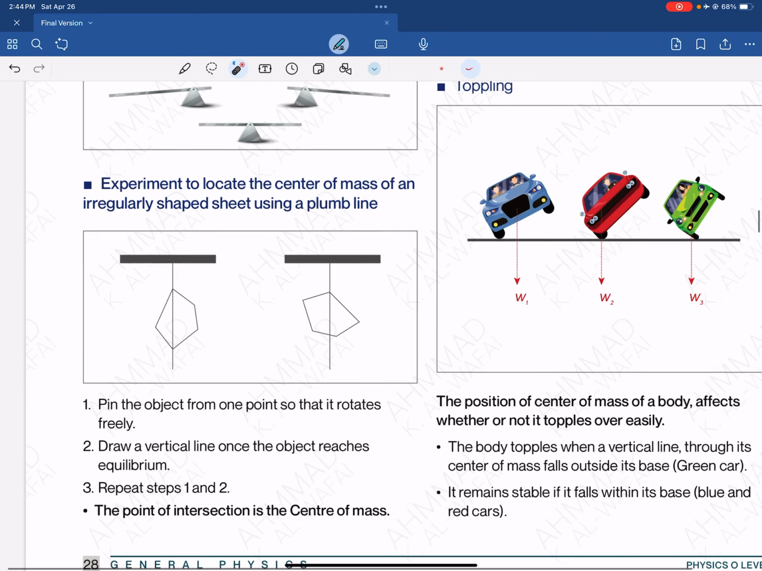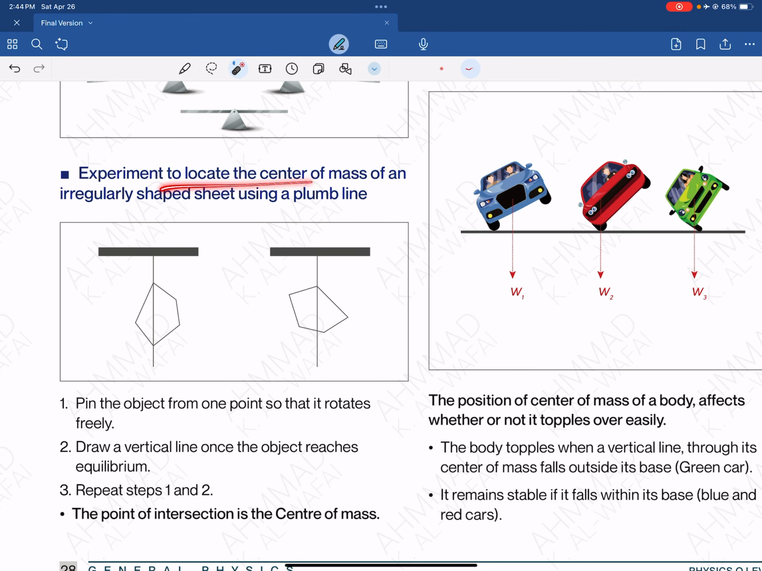Now there's another experiment where you can locate the center of mass of an irregular shape. These were regular shaped. For an irregular shape like this one, you basically hang it from different points and draw a line each time, and the intersection of these lines is where the center of mass is, okay?